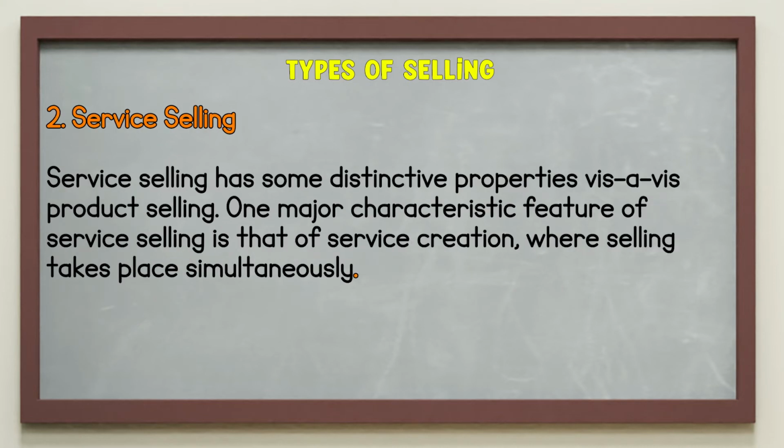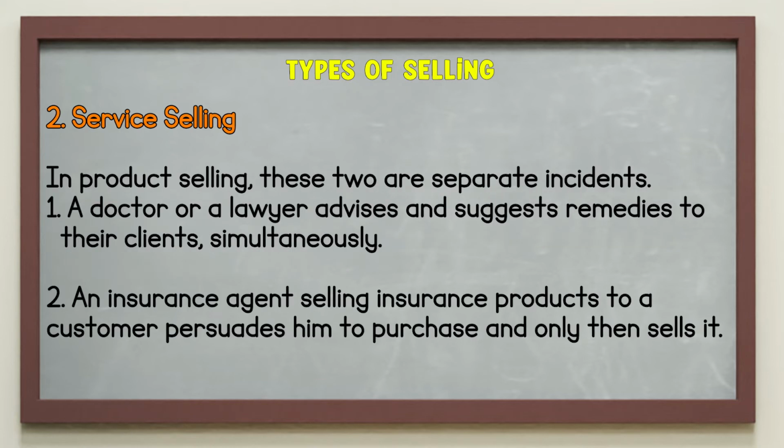Type 2. Service selling. Service selling has some distinctive properties vis-a-vis product selling. One major characteristic feature of service selling is that of service creation, where selling takes place simultaneously. In product selling, these two are separate incidents. Number one, a doctor or a lawyer advises and suggests remedies to their clients simultaneously. And number two, an insurance agent selling insurance products to a customer persuades him to purchase and only then sells it.